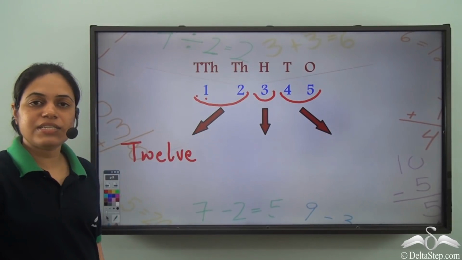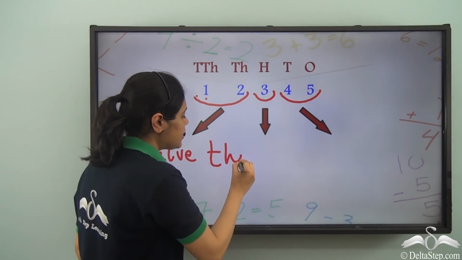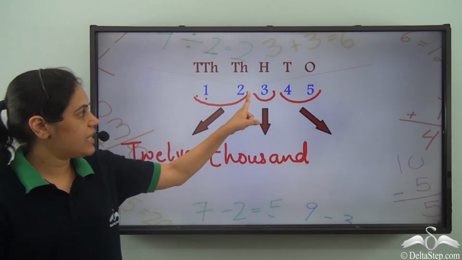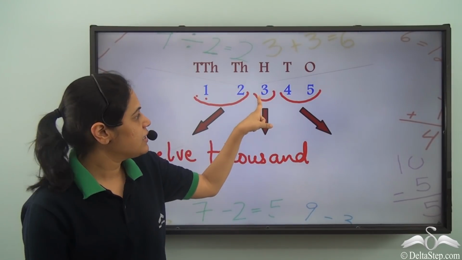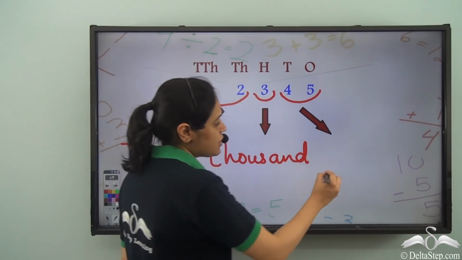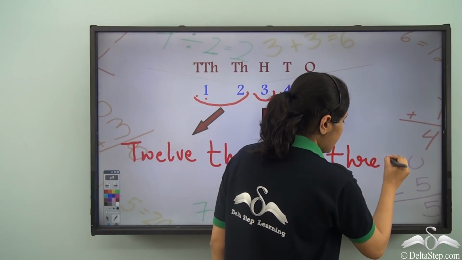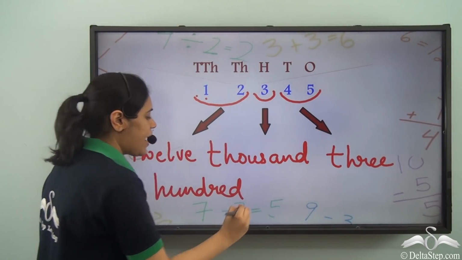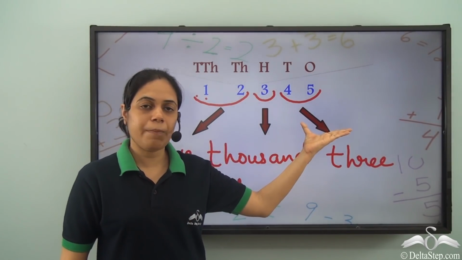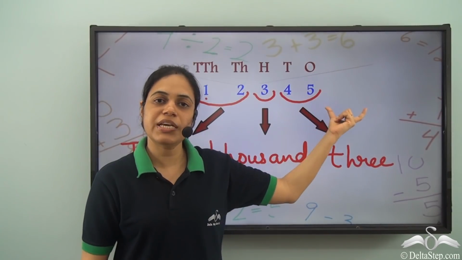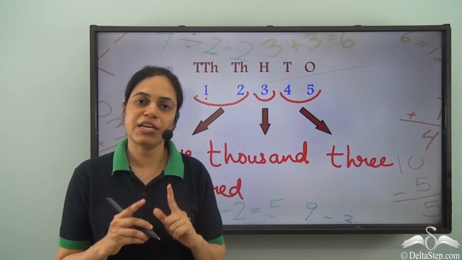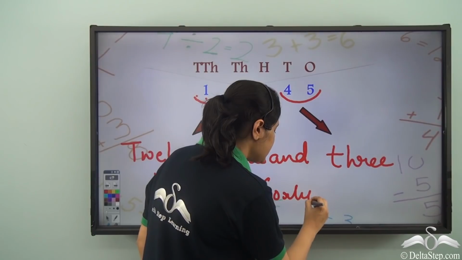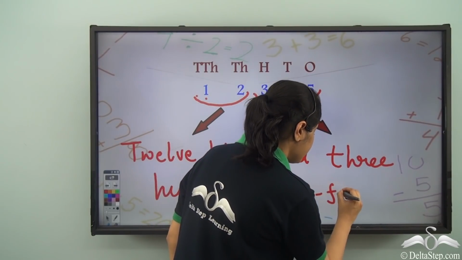And because it is in the thousands place, we write 12,000. Then I take the hundreds place. There is a 3 in the hundreds place. So 300. And then the last part of the number name comes from these two taken together. 4 and 5 taken together give us 45. So the last part is 45.